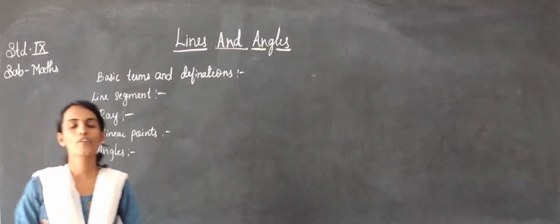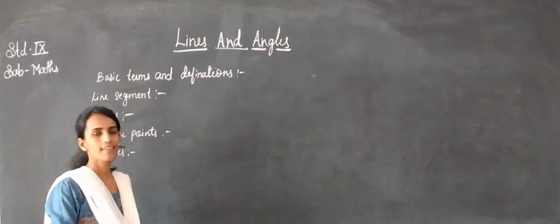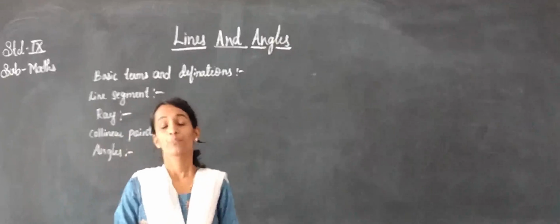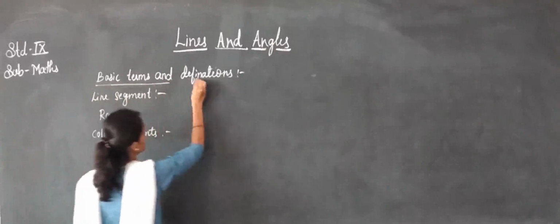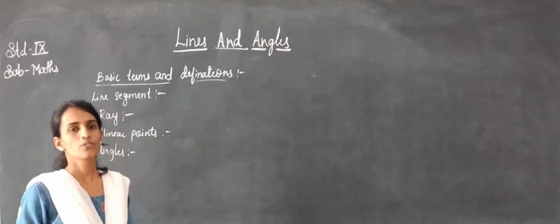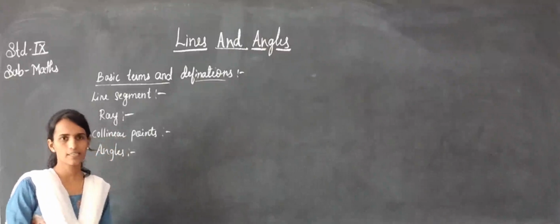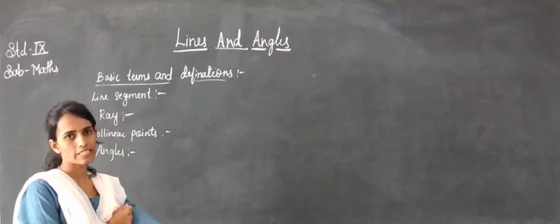Next topic of your mathematics. Today in this class we are going to start the topic lines and angles. First we will see what the basic terms and definitions are. You already know about the basic terms and definitions. In that, lines, angles, rays, and collinear points, one by one we will study thoroughly here.